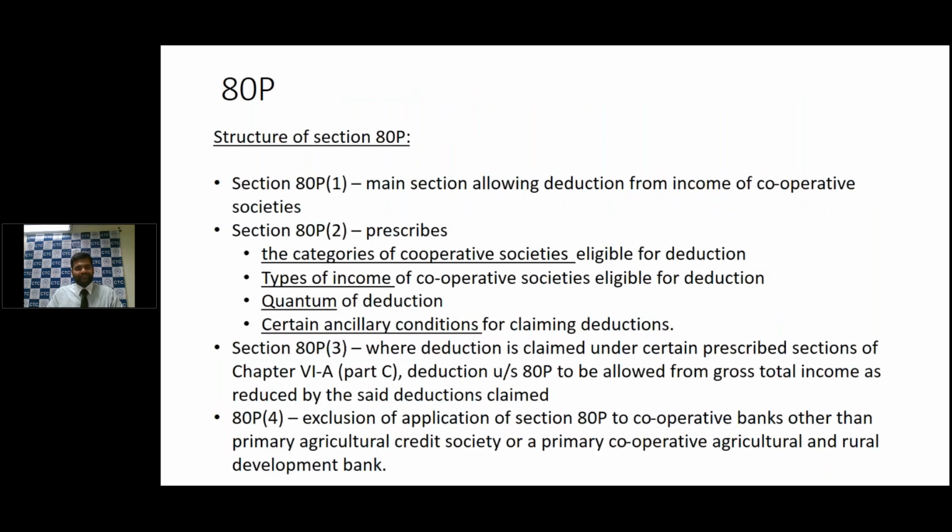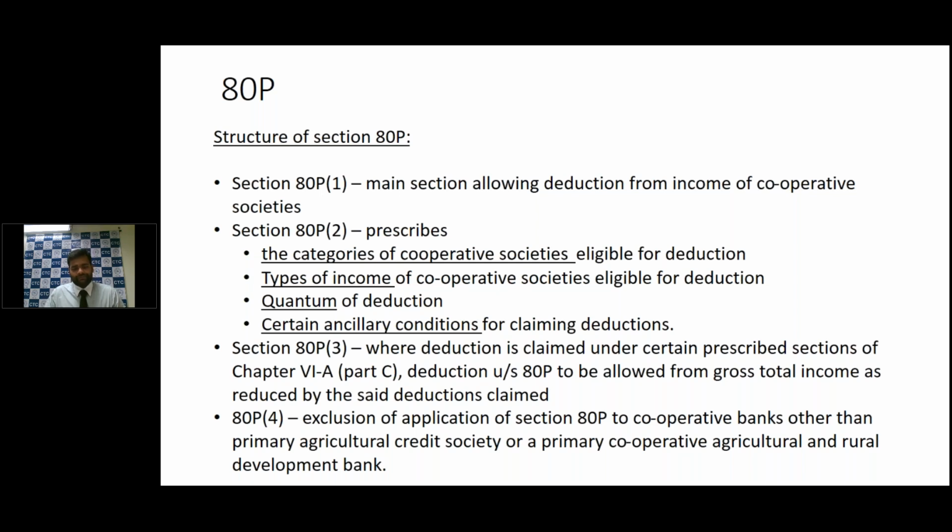This is the basic structure of Section 80P. 80P1 is the main section which allows deduction from income of cooperative societies. 80P2 prescribes the categories of cooperative societies eligible for deduction, types of income of such cooperative societies eligible for deduction, quantum of deduction, and certain other ancillary conditions for claiming a deduction.